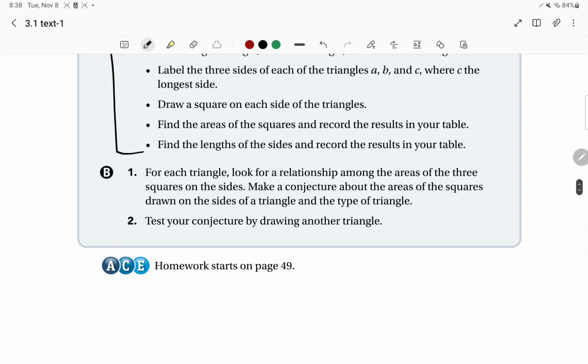And then part B, for each triangle, look for a relationship among the areas of the 3 squares on the sides. Make a conjecture about the areas of the squares drawn on the sides of a triangle and the type of triangle. And then 2, test your conjecture by drawing another triangle. So on that piece of paper, draw another triangle to see what happens.